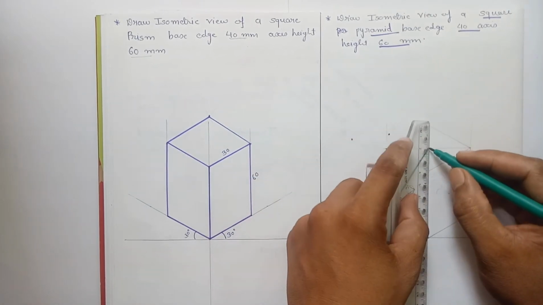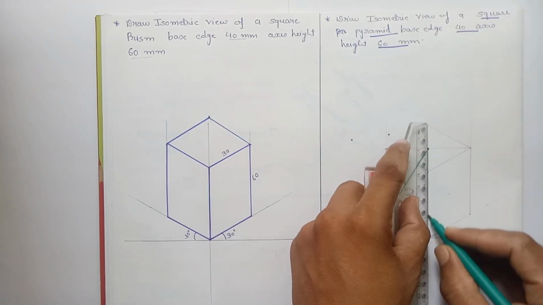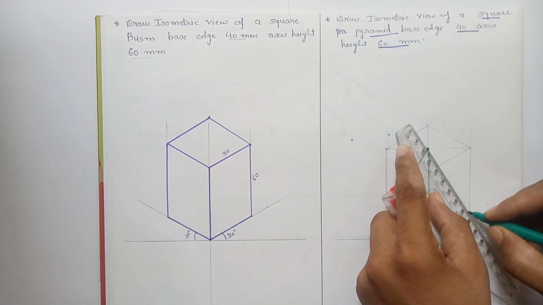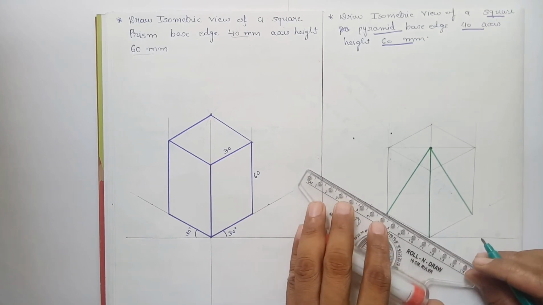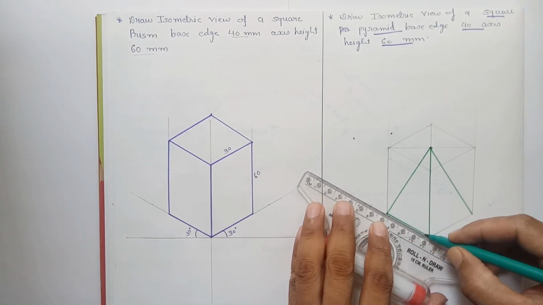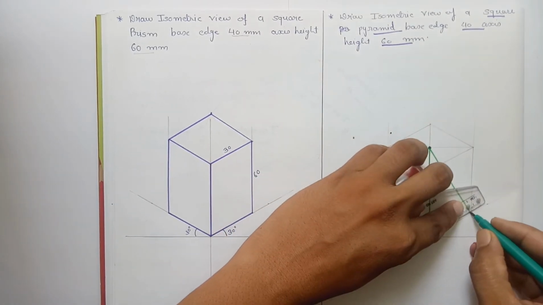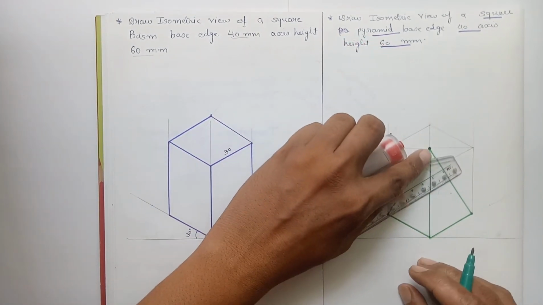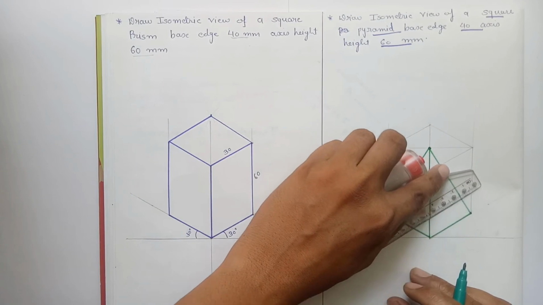1, 2 and 3, 4, 5. We want to show the hidden outlines of the square prism. We can show it like this.